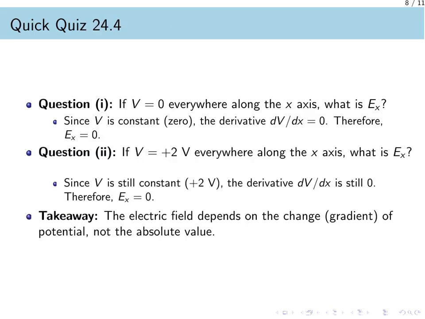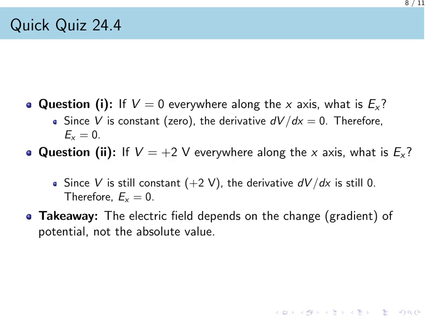Let us check our understanding with a quick quiz. First, consider a region of space where the electric potential is zero everywhere along the x-axis. Since the potential is constant at zero, its derivative with respect to x is also zero, meaning the x component of the electric field must be zero.